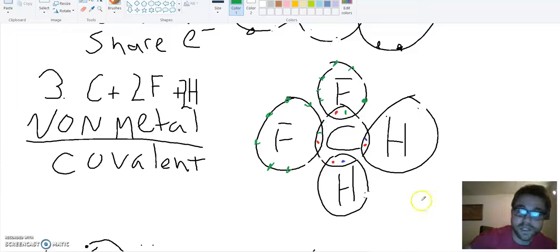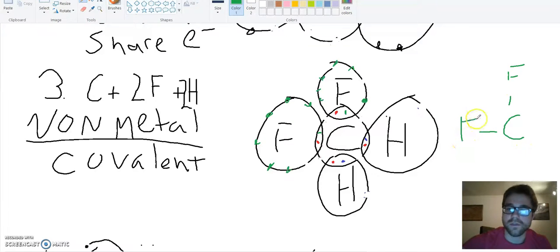All right, fluorine here has 1, 2, 3, 4, 5, 6, 7, 8. Hydrogen has 2, which is all it needs. This hydrogen has 2, which is all it needs. This fluorine has 8, and the carbon has 8. We're done. That's it. So if we wanted to draw this out, we would say here is carbon bonded to fluorine, and they're all single bonds.